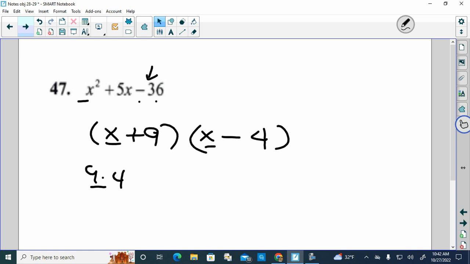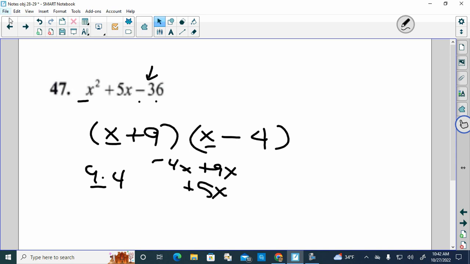Okay, so again, if you forget, remember you can distribute. So that would be x squared. That would be a negative 4x. That would be a positive 9x. That gives me a positive 5x, so the signs are right, and then a negative times a positive is going to be a negative. Okay, so you can always check it if you're doubting yourself. Okay, we good to there?